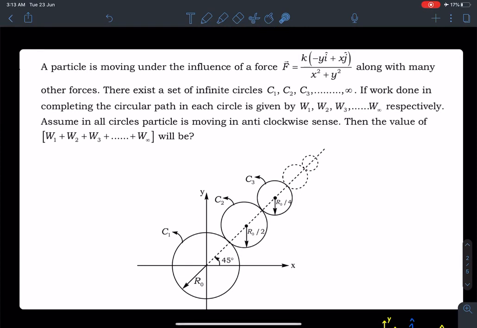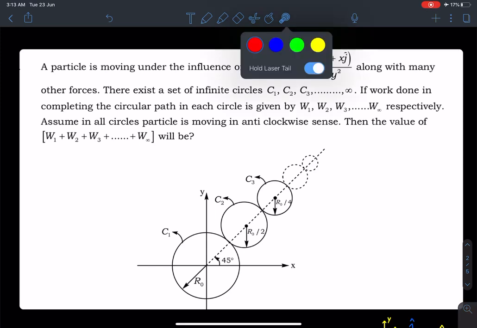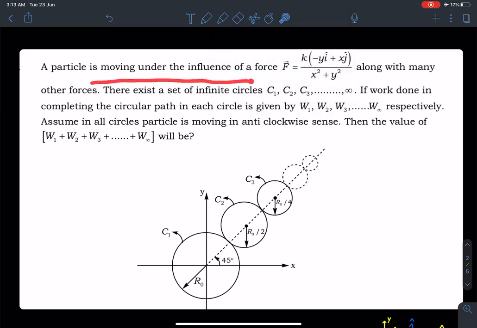So here is the statement of the problem: a particle is moving under the influence of a force vector F equal to k times (minus y i cap plus x j cap) divided by (x square plus y square), along with many other forces. There exists a set of infinite circles C1, C2, C3 up till infinity. If work done in completing the circular path in each circle is given by W1, W2, W3 up till W infinity respectively.